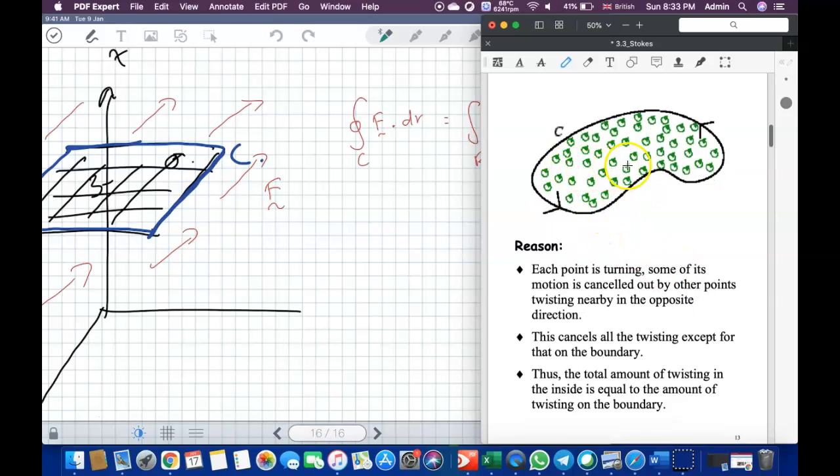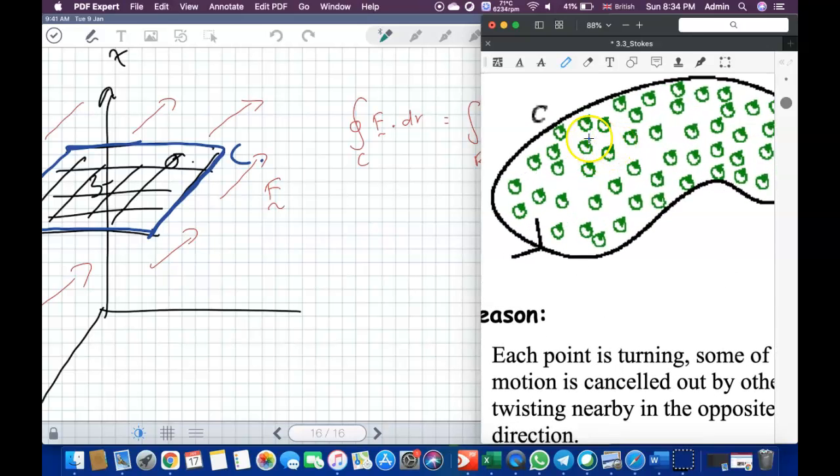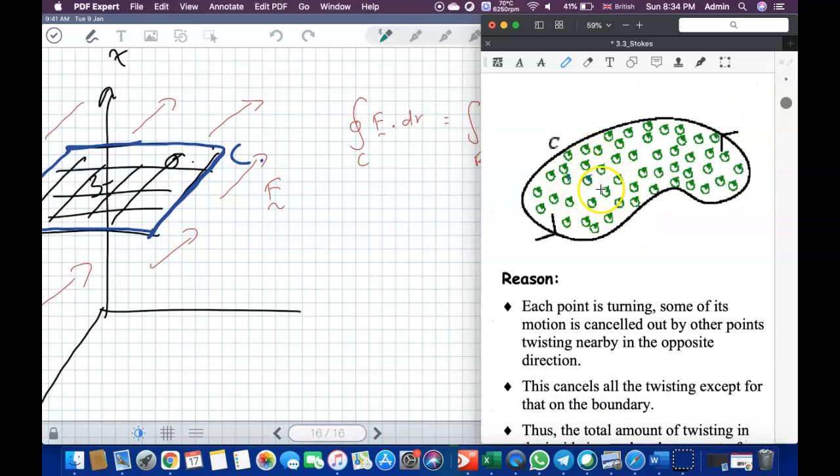Each point inside, you imagine there is a point here and a point there. They are twisting in this direction, and the other one is in this direction. So the total twisting or circulation of each of the points cancels out. They are always cancelling each other, so what is left is only the total circulation lying on the boundary here. That is given by the line integral.